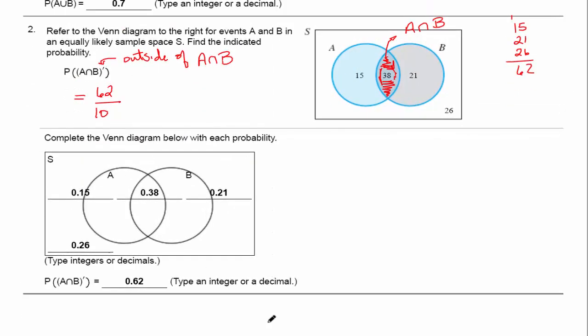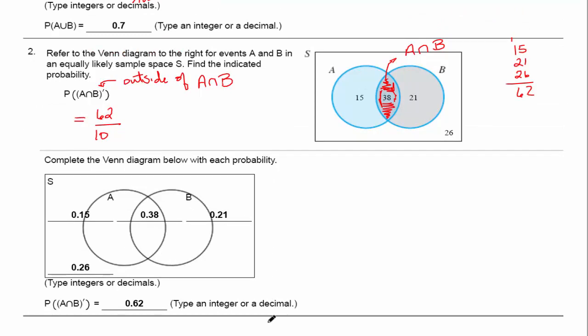All right, in question 2, we continue with the Venn diagram. First off, how many things are in S? Well, there's 15, 21, 38, and 26. We add in the 38 that's in the middle, and we get 100. So this is 100.